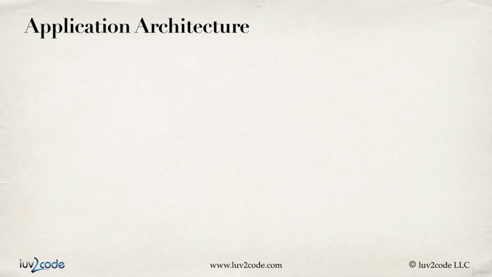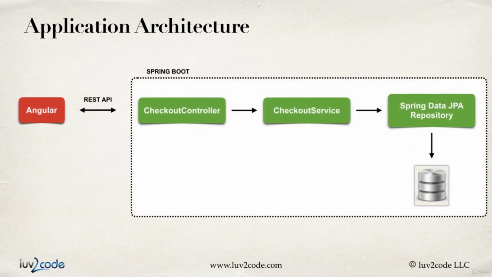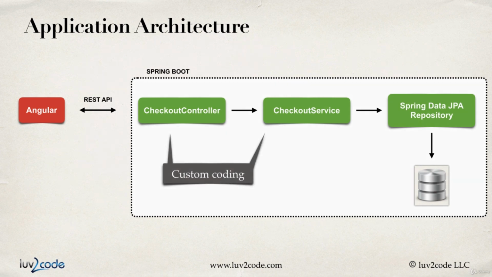Alrighty, so let's take a look at our application architecture, and here I'll focus on the Spring Boot back end. We'll have our checkout controller that'll make use of a checkout service that'll also make use of the Spring Data JPA repository, and we'll eventually store the information in the database. And what we'll do is make use of custom coding here for our checkout controller and also the checkout service.